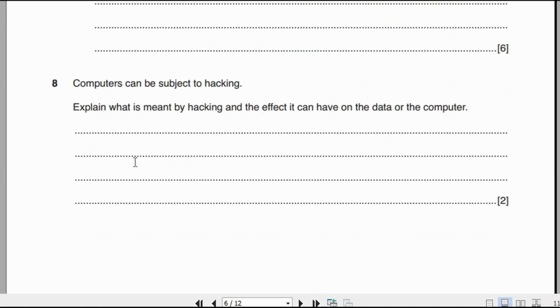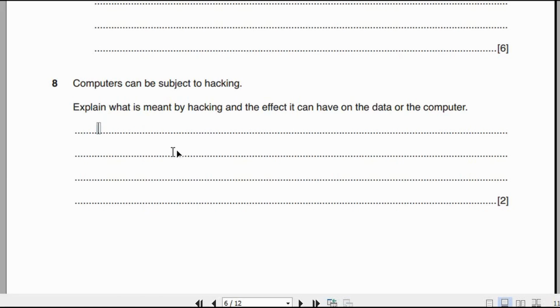Now the next question is question number 8. Computers can be subject to hacking. Explain what is meant by hacking and the effect it can have on the data on the computers. This question has two parts. The first part is for 1 mark, the other part is for 2 marks.